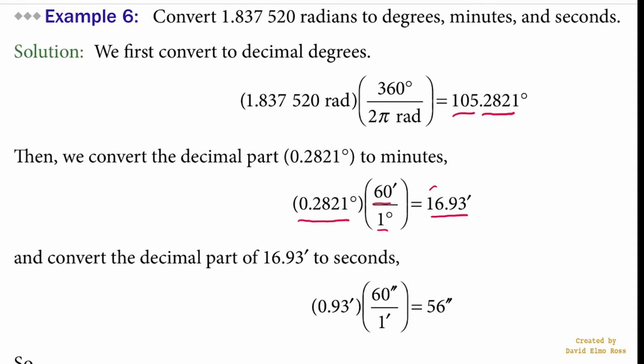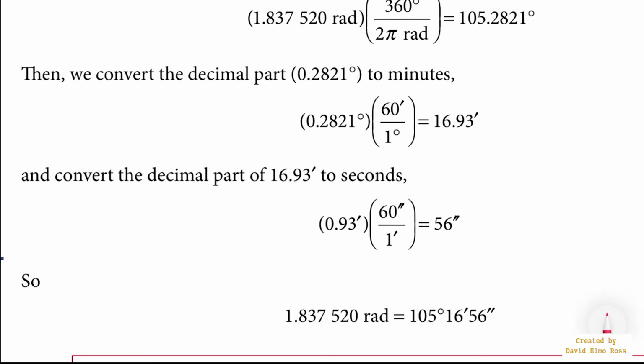So out of this, we're just going to keep 16 as the actual minutes. We're going to take the 0.93 and we're going to multiply it by 60 seconds per 1 minute, and we get 56 seconds. So our 1.837520 radians becomes 105 degrees, 16 minutes, 56 seconds.